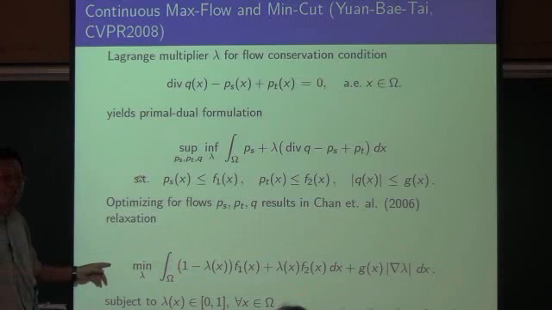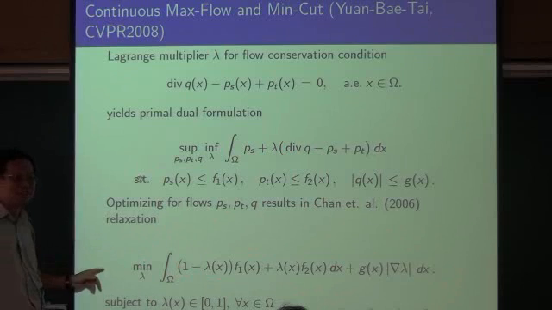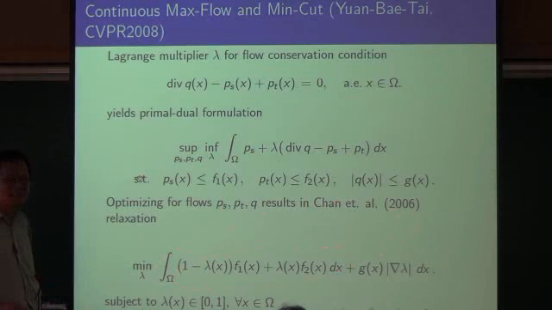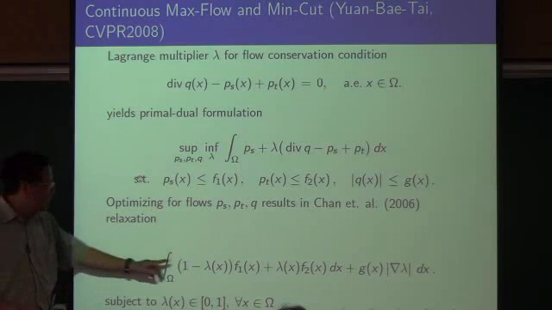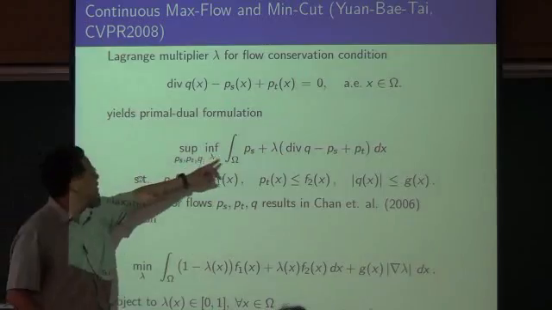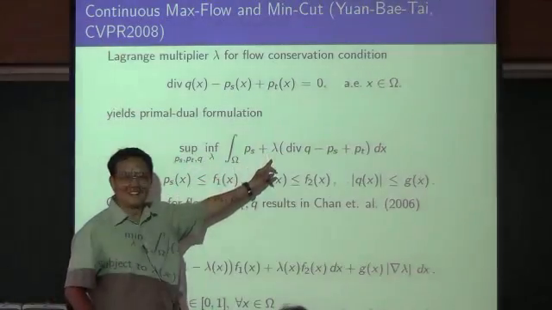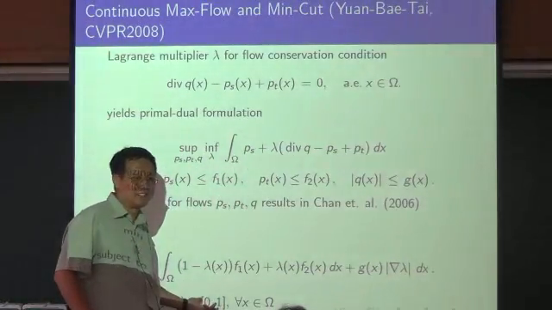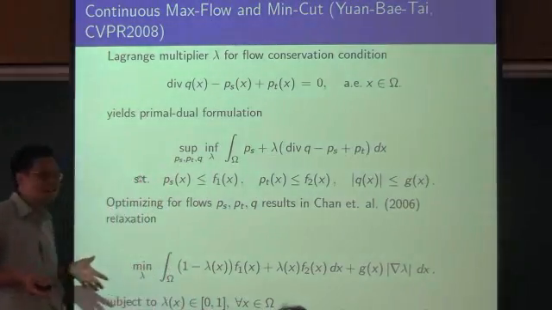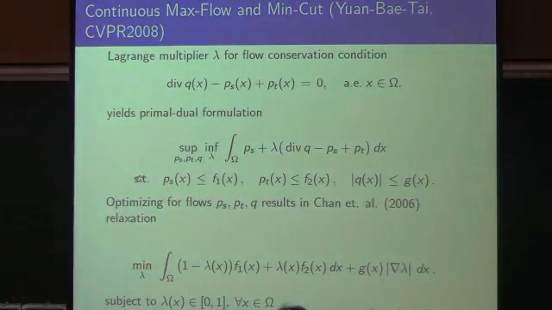I guess if you look at this one, all of you feel very familiar, right? So this is essentially the min cut. And also, you can see that the lambda, in fact, which is a Lagrange multiplier, turns out to be the cut. So the cut you want to find, in fact, is just lambda, a Lagrange multiplier for the flow conservation.